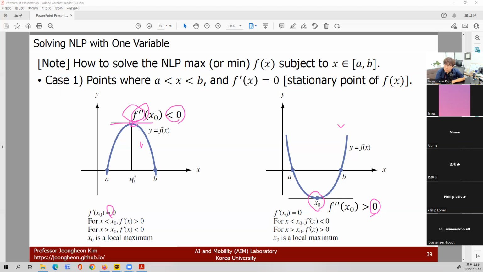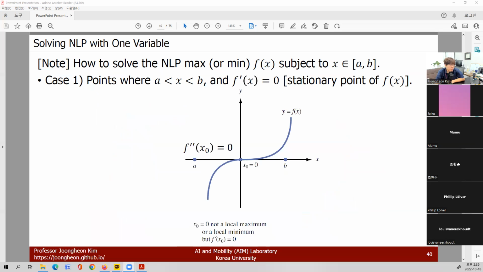When you take the first order derivative, if that value is 0, then the point will be the maximum value, okay? Local maximum, okay? And this is between A and B. Suppose that the zero point, the stationary point, exists between A and B, then you can find the maximum or minimum just this way, okay?